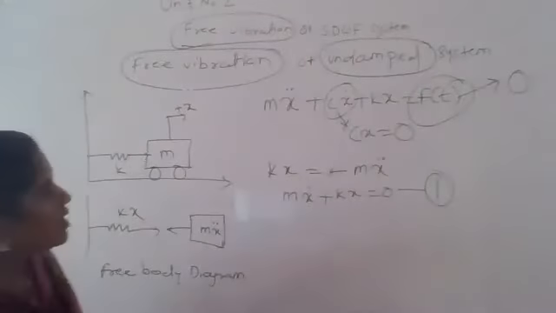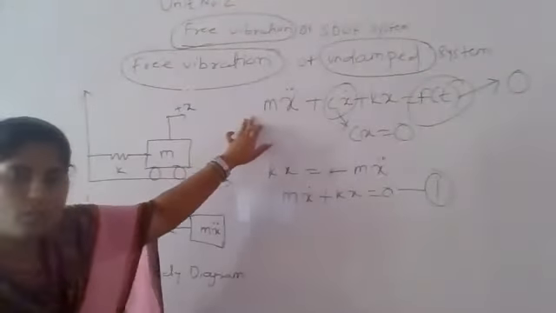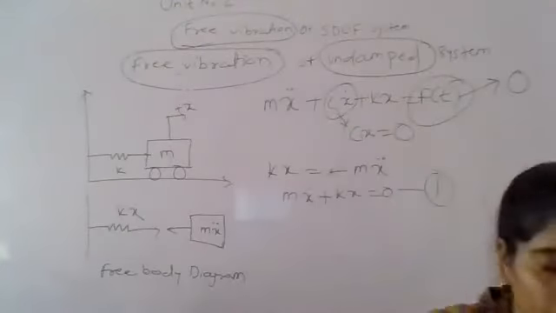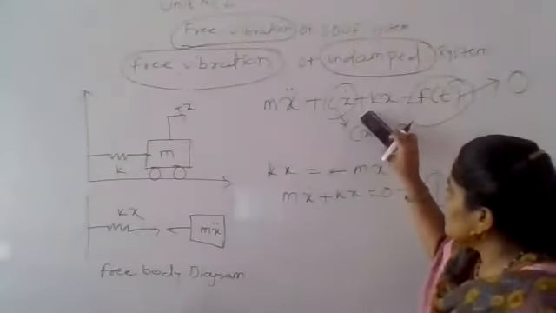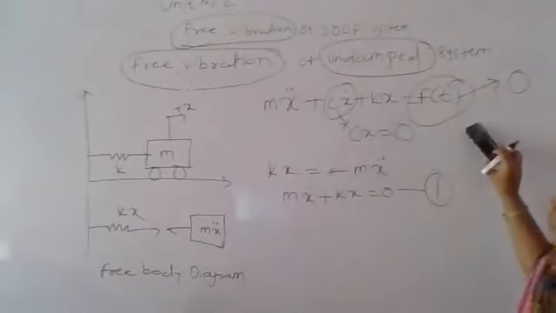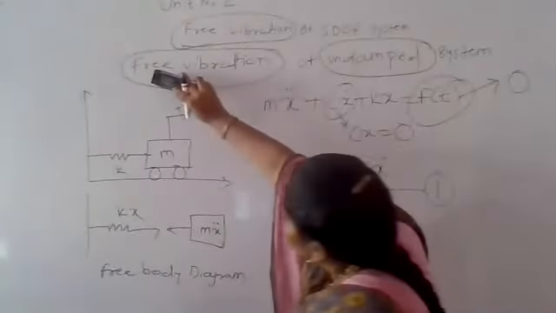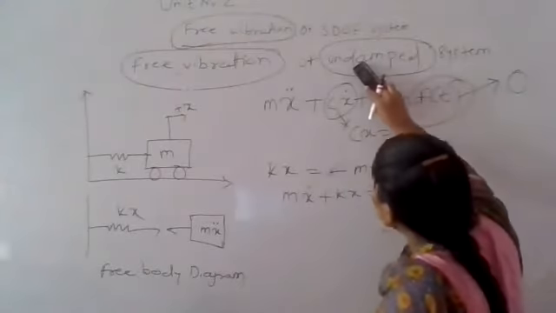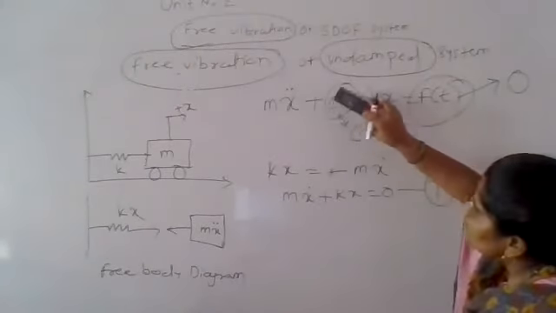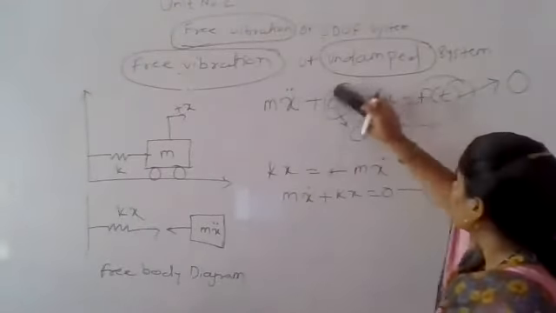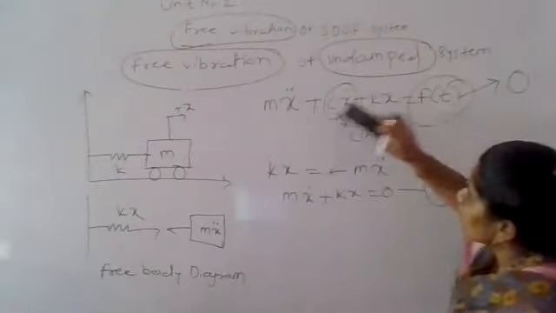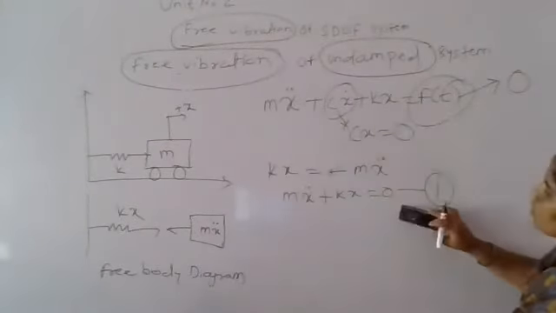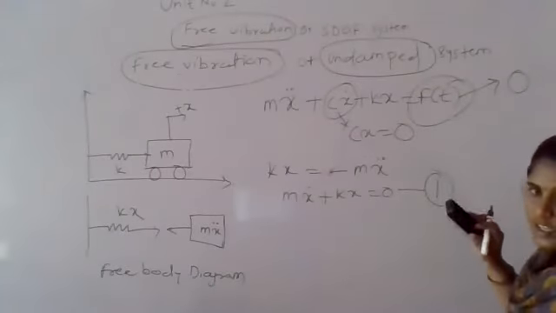Do you understand? In the basic equation, that is the general dynamic equation of analysis, m x double dot plus c x dot plus kx equal to f of t. For free vibration, f of t will be equal to 0. For undamped system, c is equal to 0, so that whole term becomes 0. So the remaining parameters are m x double dot plus kx equal to 0. All of you understand?